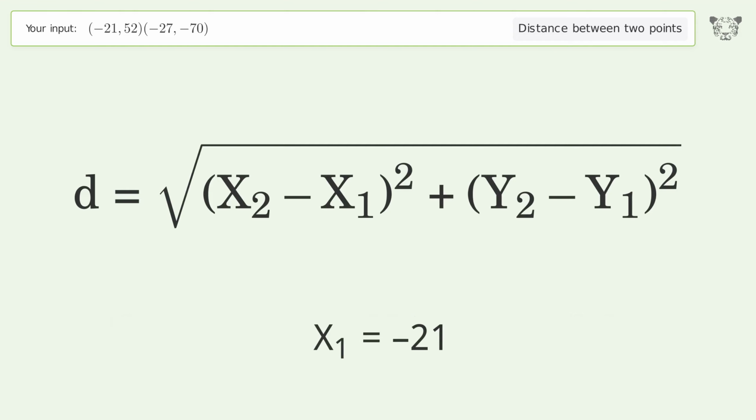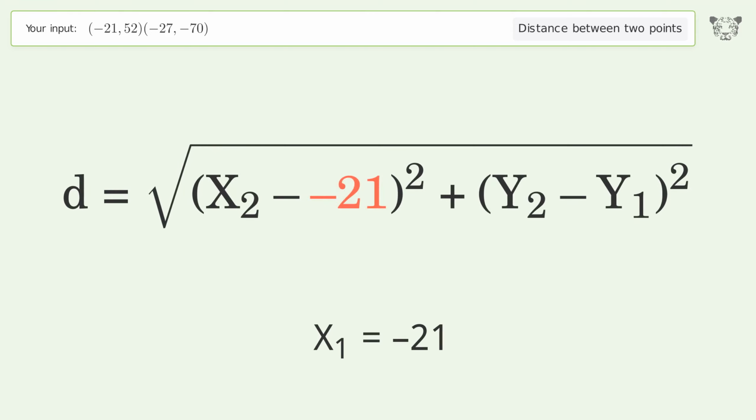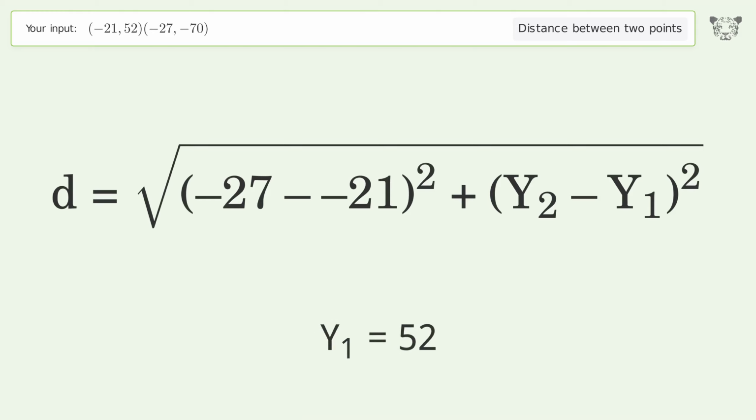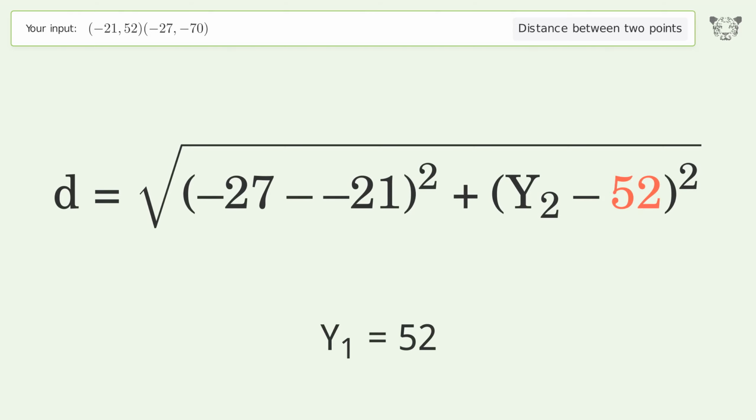x1 equals negative 21. x2 equals negative 27. y1 equals 52. y2 equals negative 70.